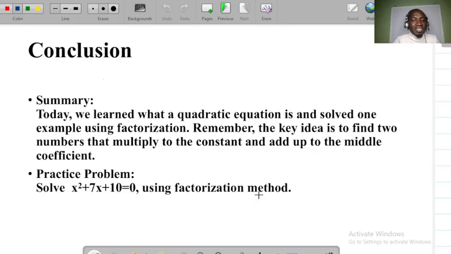I have a practice question for you. You have to solve x squared plus 7x plus 10 is equal to 0 using the factorization method. And please endeavor to practice this before our next class.